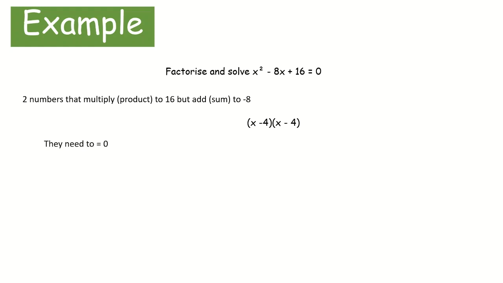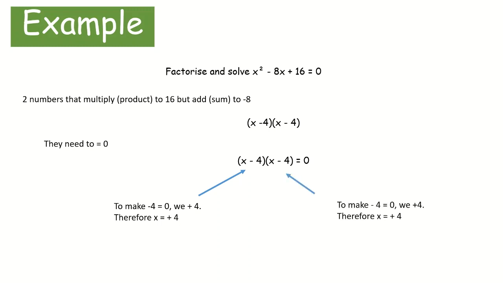Again, they need to equal 0. So my next stage is forming like so, and doing what we did before. To make minus 4 equal 0, you're going to add 4. So x is plus 4 and x is plus 4. As both answers are the same, we just write one of them. But as normal, we don't write our number as plus 4. We just use x equals 4.